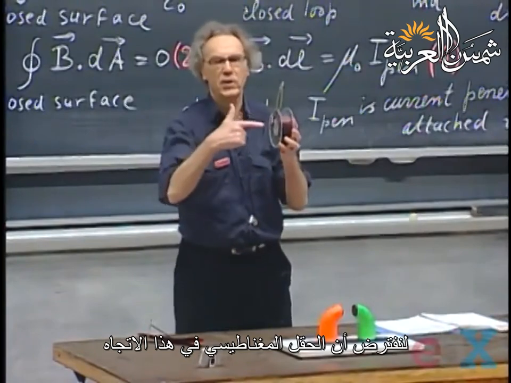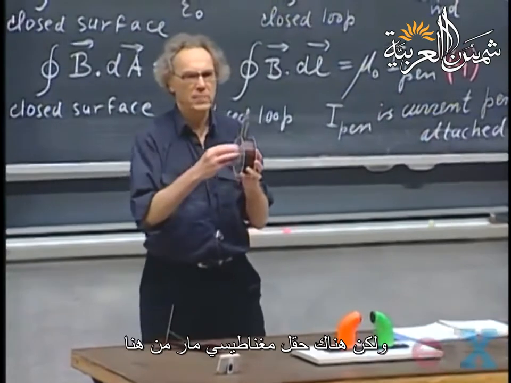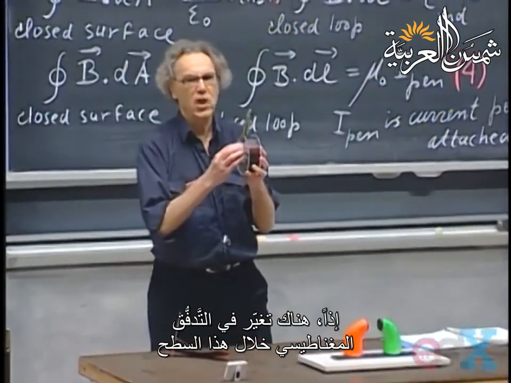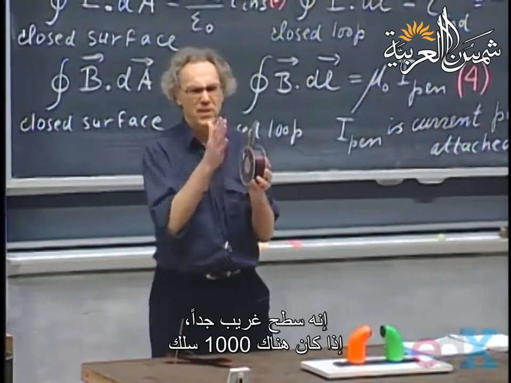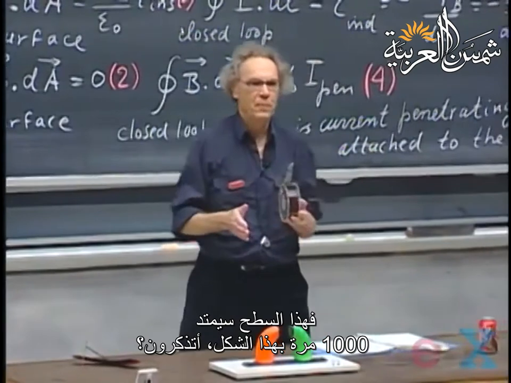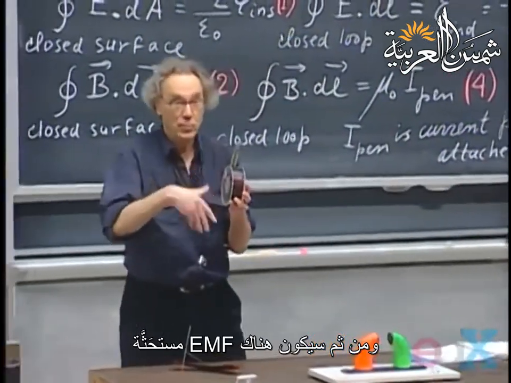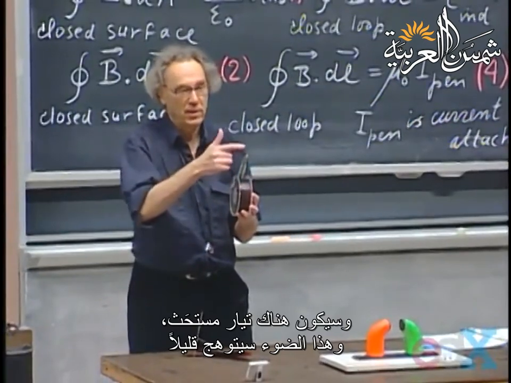magnetic field, let's say, is going in this direction. I don't know whether it's in this or that. I don't know the color code, but there is a magnetic field going through here. So there's a change in the magnetic flux through this surface. Very crazy surface. If there are 1,000 wires, this surface goes 1,000 times like this, remember? And then there is going to be an induced EMF. And there's going to be an induced current.